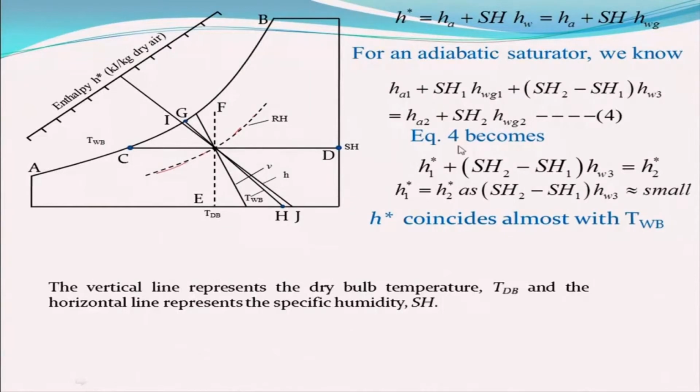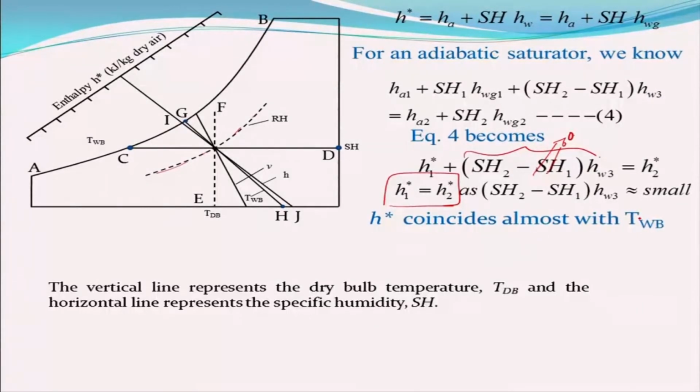and keep in mind that H1 star plus SH2 minus SH1 into SW3, this we have already done, is equal to S2 star. And if you look at, this is a quite small quantity, right? So therefore you can neglect this, and H1 star is equal to S2 star, that you can say, adiabatic saturated. So therefore A star almost coincides with the TW, you can say.